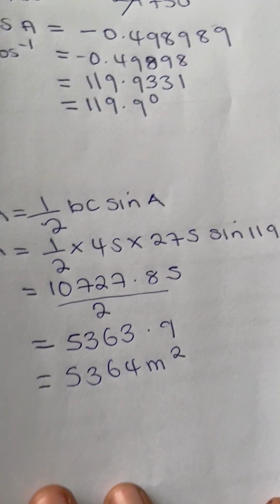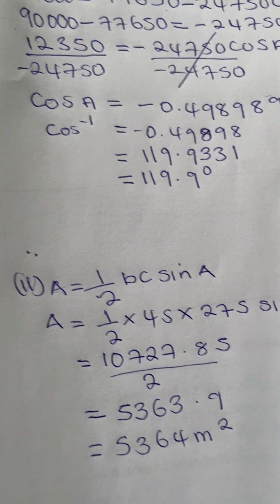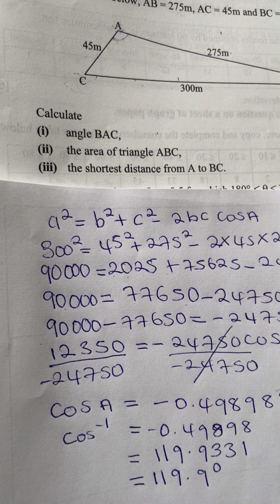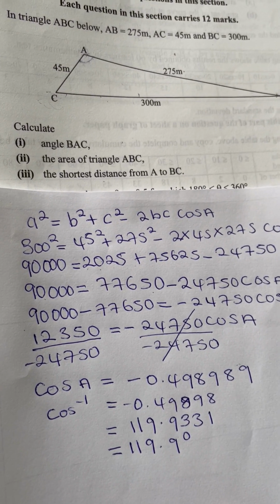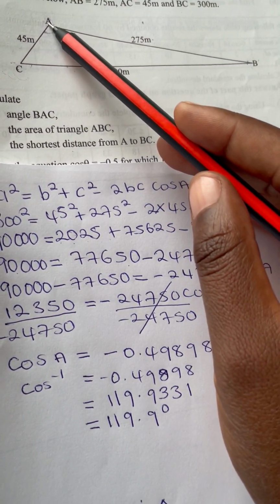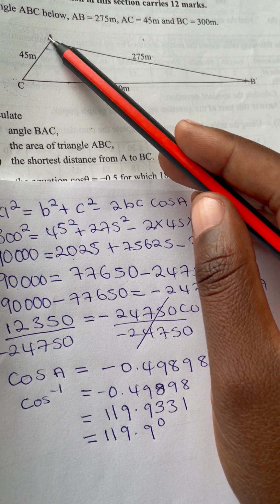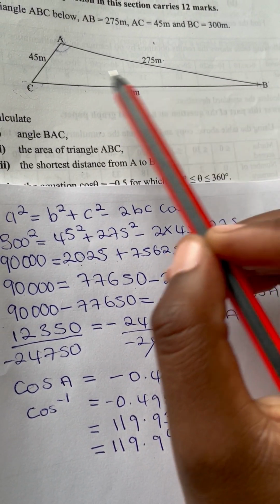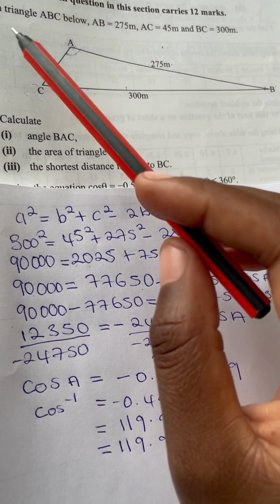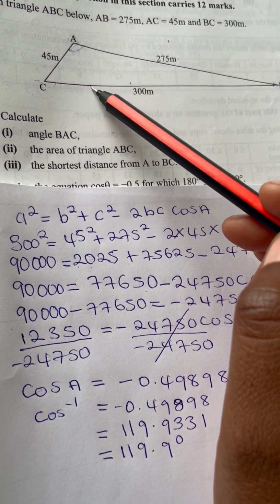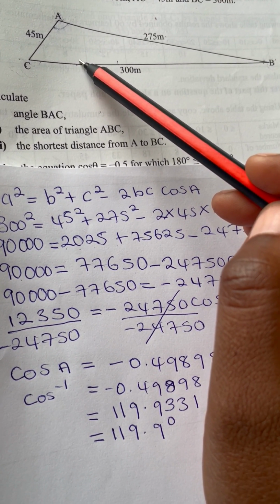Okay, so let's look at the last question. The shortest distance from A to BC. BC is this line, as you can see. This is my BC, and then our A is over there. So the shortest distance from here up to here is what you are looking for. How do we find that?